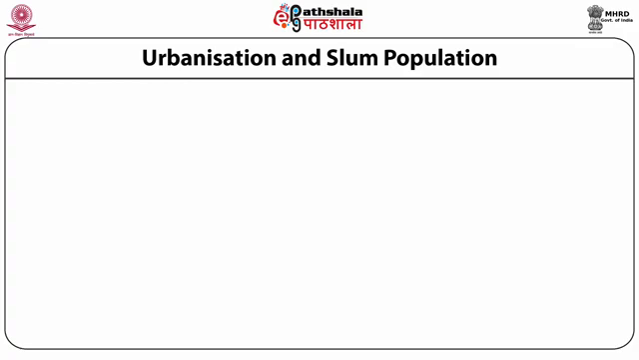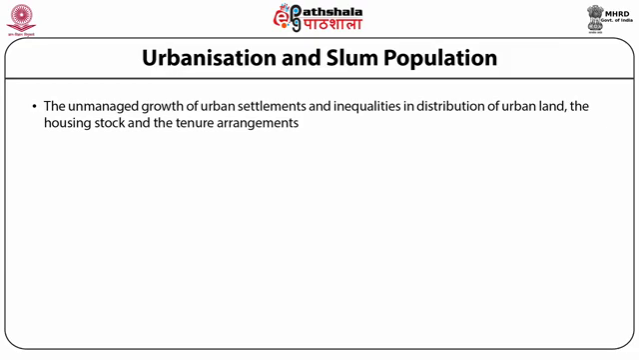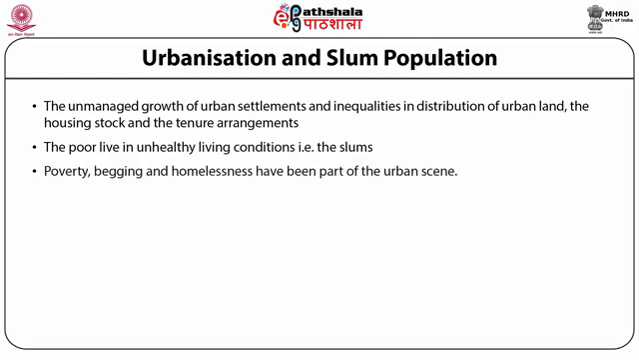The next issue is that of urbanization and slum population. The inequalities in urban areas and unmanaged growth of urban settlements often result in inequalities in distribution of urban land, the housing stock and the tenure arrangements, out of which the richer ones are always in an advantageous position while the poor live in unhealthy living conditions. Poverty, begging, and homelessness have been part of the urban scene. Poor people are for the most part consigned to socially segregated areas, generally called slums.